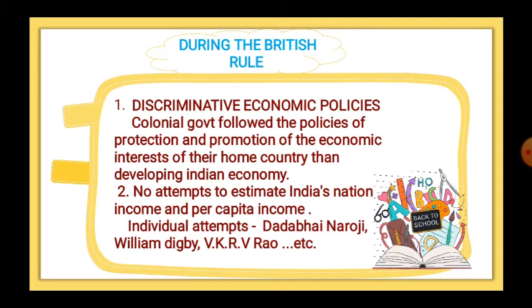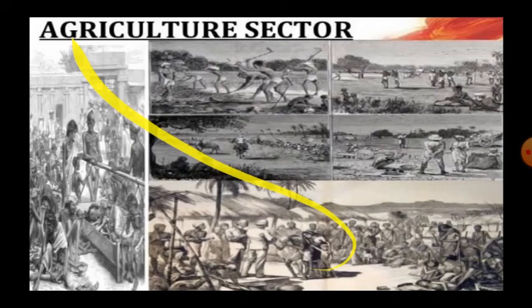During the British rule, discriminative economic policies. The colonial government followed the policies of protection and promotion of the economic interests of their home country rather than developing the Indian economy. There were no attempts on the part of the colonial government to estimate India's national income and per capita income. There were some individual attempts to measure the above aggregates by Dadabhai Naoroji, Digby, V.K.R.V. Rao and R.C. Desai. It was V.K.R.V. Rao whose estimates during the colonial period were considered very significant.